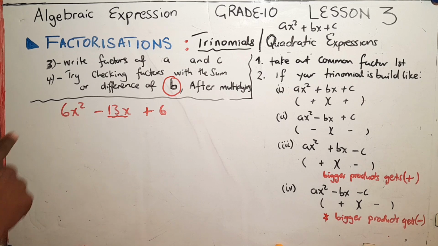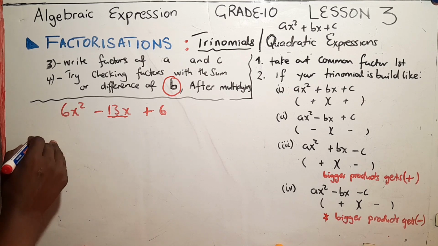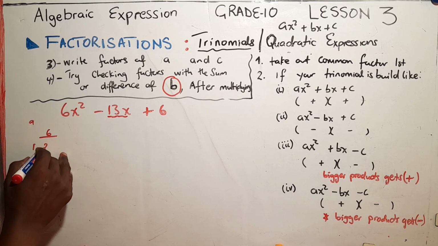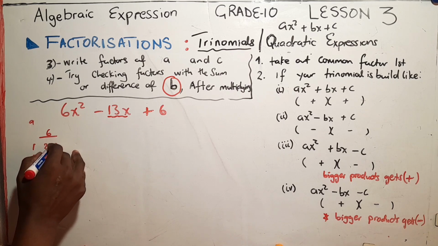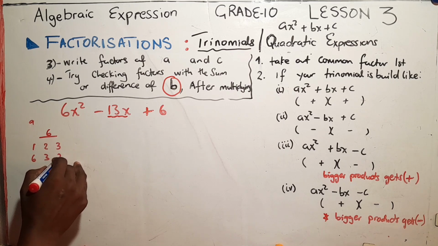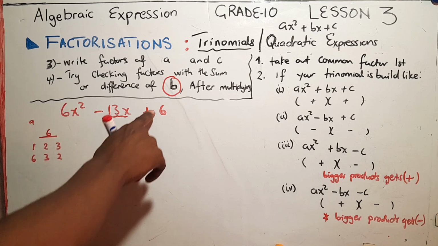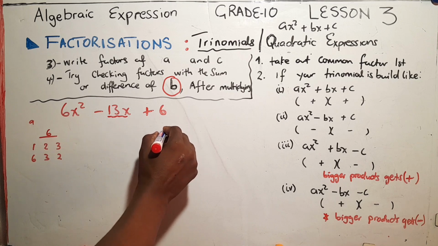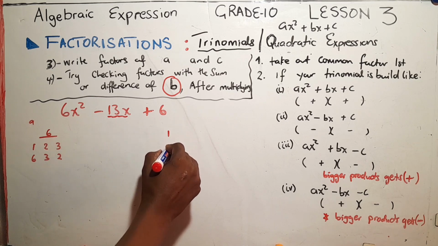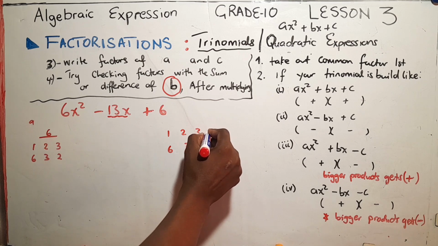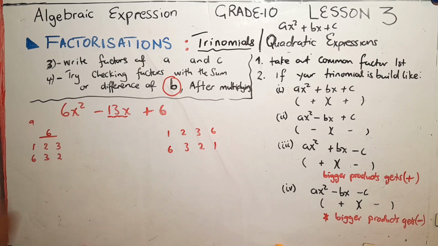So let's see. What are the factors of 6? These are the factors of the value of A. If we multiply 1 by 6, we get 6. If we multiply 2 by 3, we get 6. If we multiply 3 by 2, we get 6, okay? So these are the factors of 6. What are the factors of this last term here? Also for this last term we have 1 and 6, 2 and 3, 3 and 2, and also 6 and 1, like that.